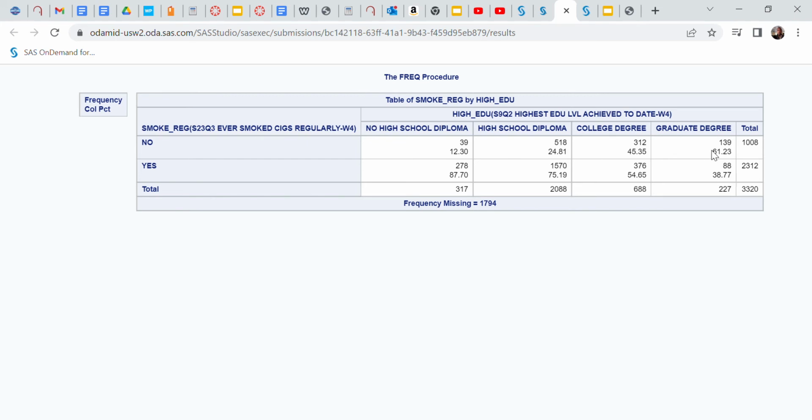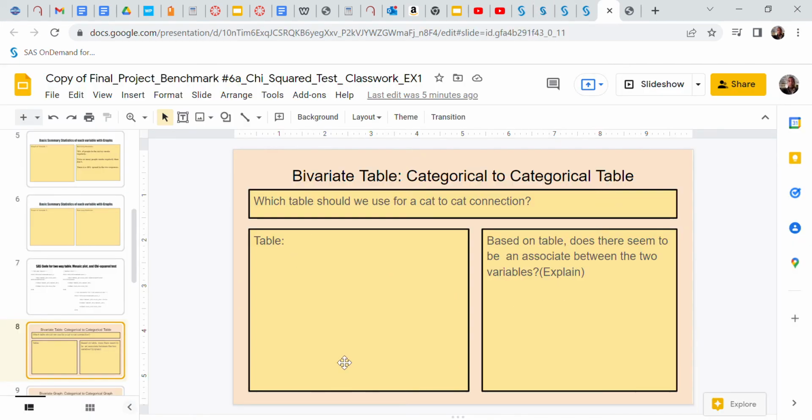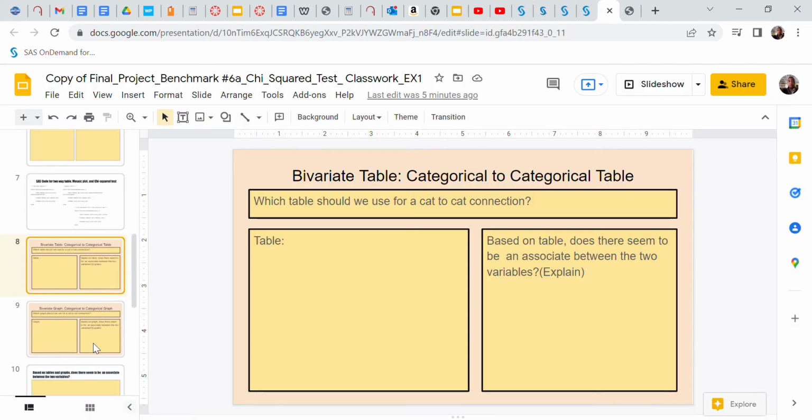So is that an association? Does there look like an association? You should probably say yes, right? There is a difference. People who don't have a high school diploma tend to smoke more regularly than people who have college degrees or greater. Do you see that? There is an association, but that's the two-way table, right? It's not statistically significant yet. So we will go ahead and put that, and you'll talk about what you see and give me a college answer. Okay, well now let's look at the graph.